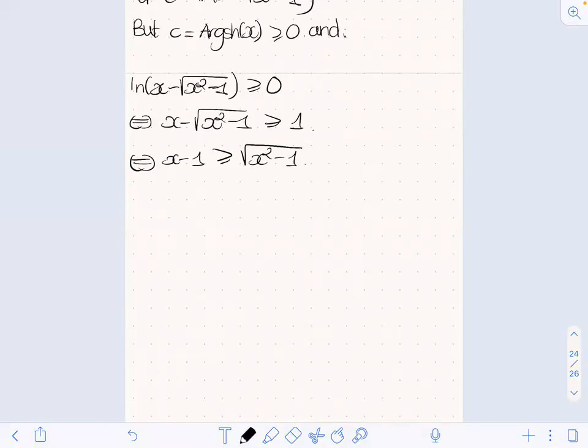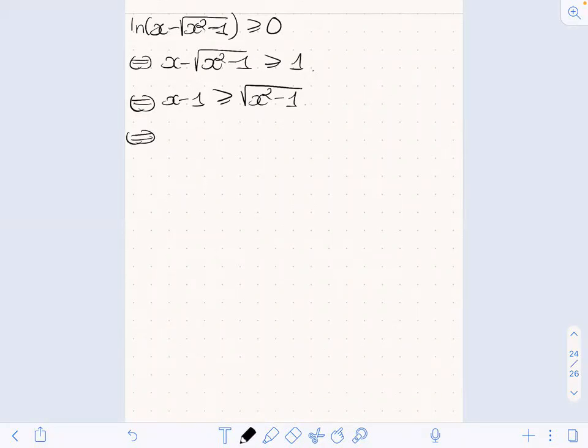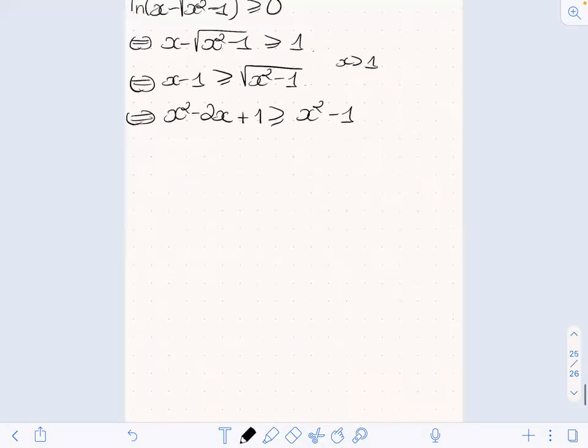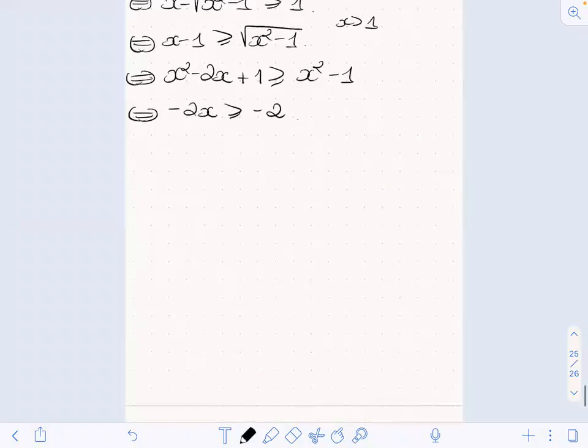And if we take the square of both these sides, because everything here is positive, so we can take the square. X is greater than 1, so that's equivalent to x squared minus 2x plus 1 greater than x squared minus 1. And that should simplify the expression a bit. We'll get x squared minus x squared, so those two terms disappear. We get minus 2x greater than minus 2. And so x probably needs to be smaller than 1.